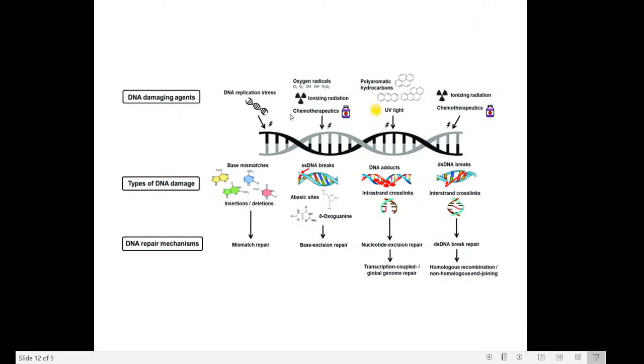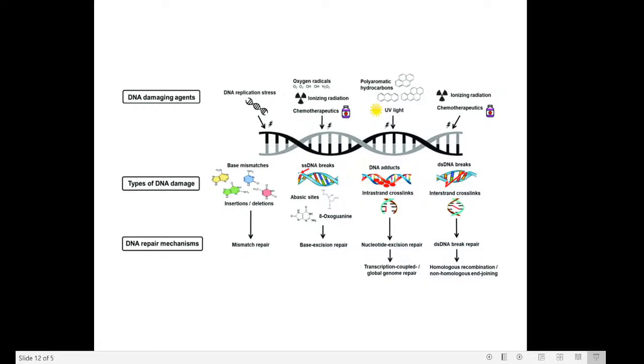What is the cause of this damage, what are the types of damage, and how can we repair the damaged sequences? The first one is base mismatch. Base mismatch means that only A and T is the correct base pairing, but due to some causes the bases may vary. That may be A, C, G, T.